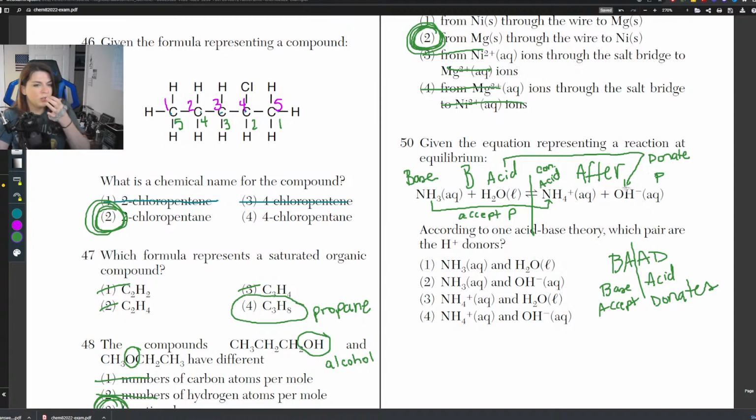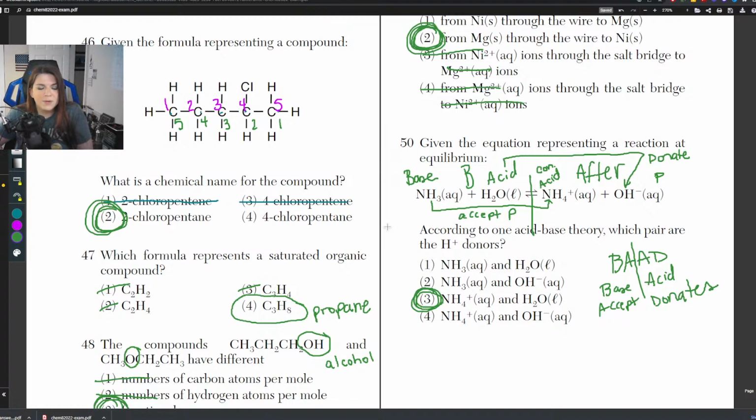So that would make it the conjugate base. So the donor is going, and this is an equilibrium, so it's going forward and backwards. In this case, it's water and NH4. And if, what was it, 44? If that wasn't the 100 breaker, then this is.